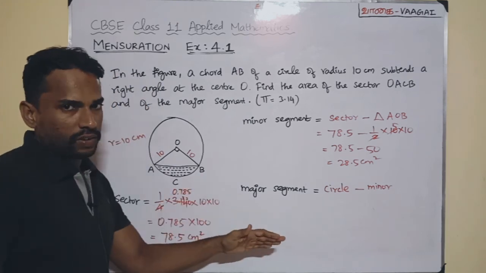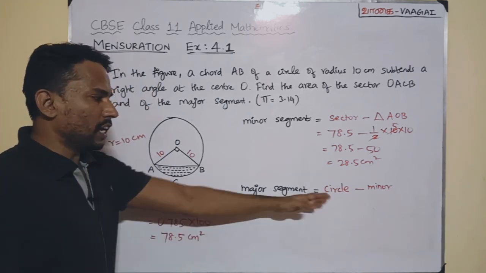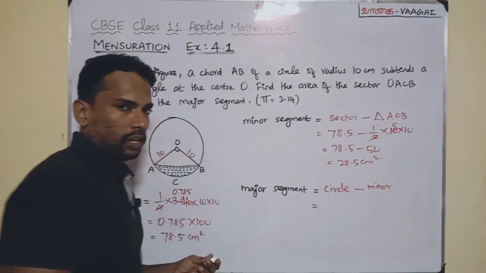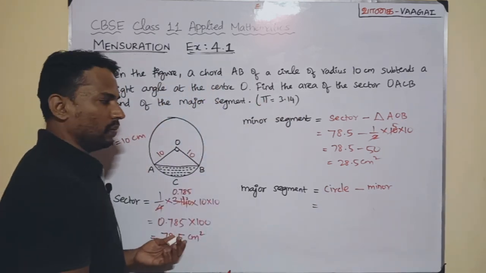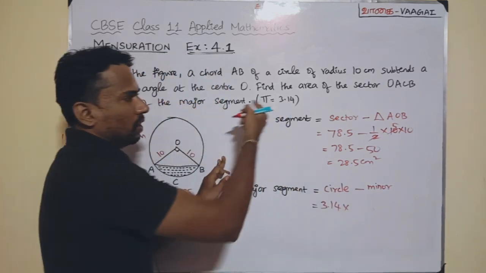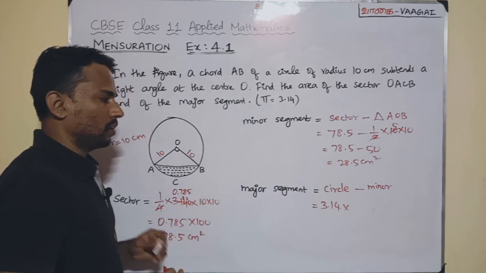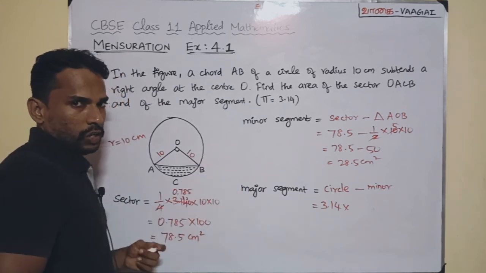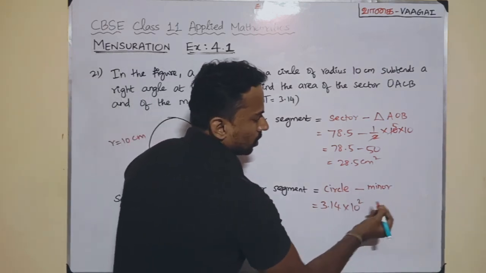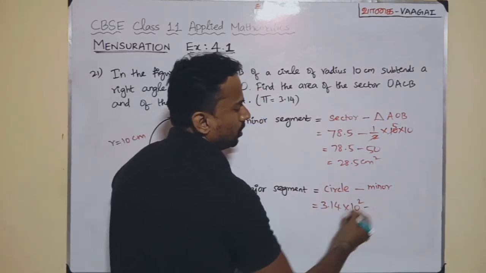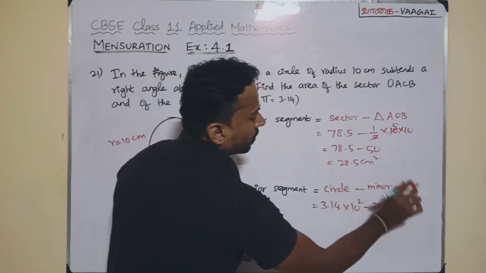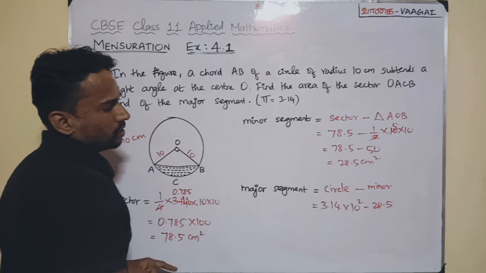Now next, we need to find the area of the major segment. Major is as per construction circle's area minus minor area. So what about the area of the circle? That also we can easily find. Area of the circle we know very well, pi r square. So pi r square means 3.14 into r square, because it is advised to take pi as 3.14 in the question itself. What is r? 10. So 10 square, and minus this segment, just now what we got, 28.5.